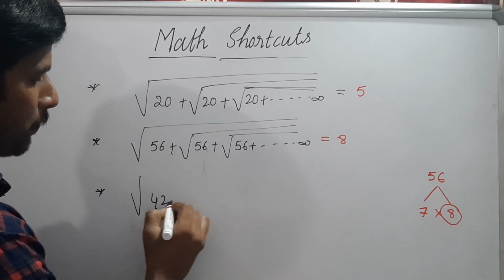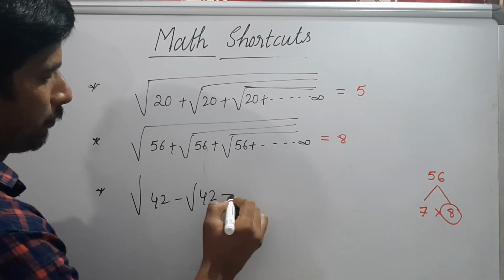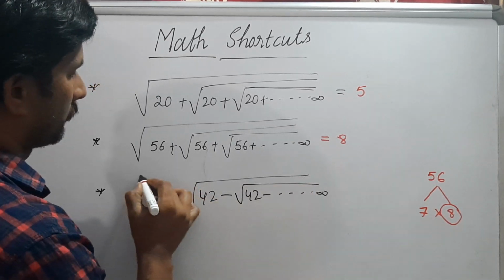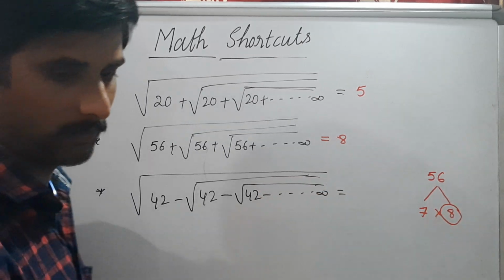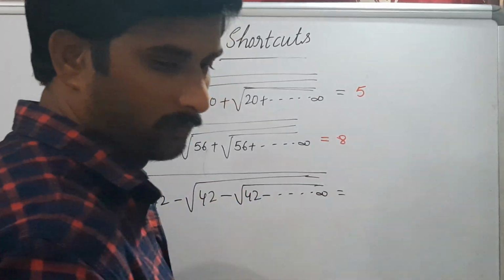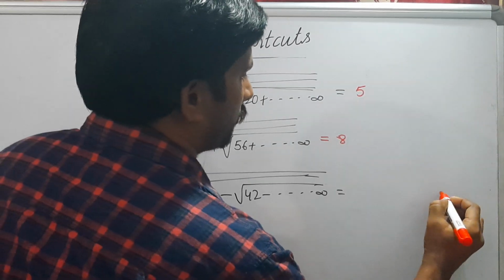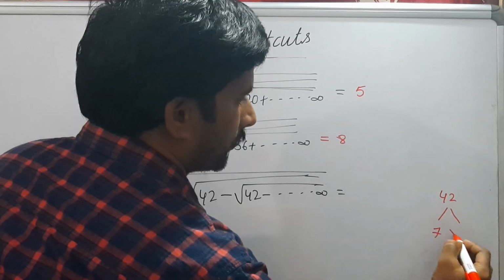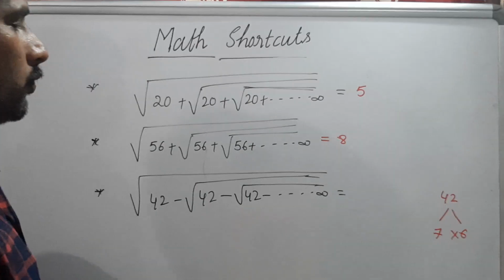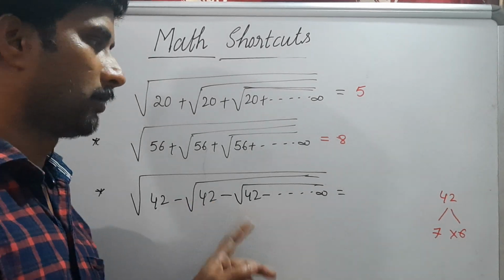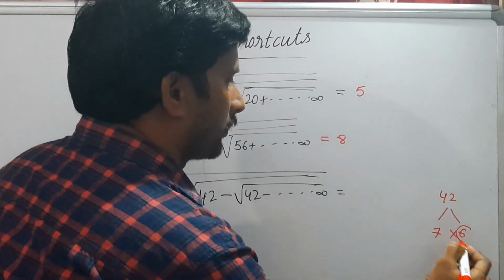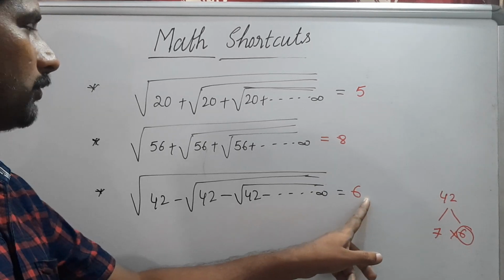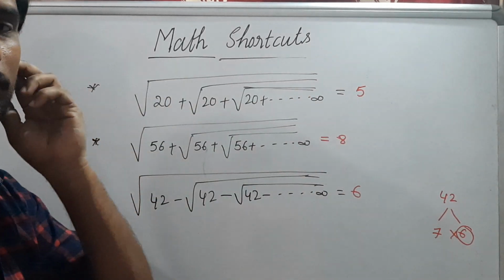Square root of 42 minus square root of 42 minus square root of 42 minus and so on, infinite, is equal to, here we have 42. Write this 42 as product of two consecutive numbers, which is 7 into 6. 7 6s are 42. So whenever we have a negative sign here, among these two numbers we take the least value, which is 6. When we have negative, we get least value.